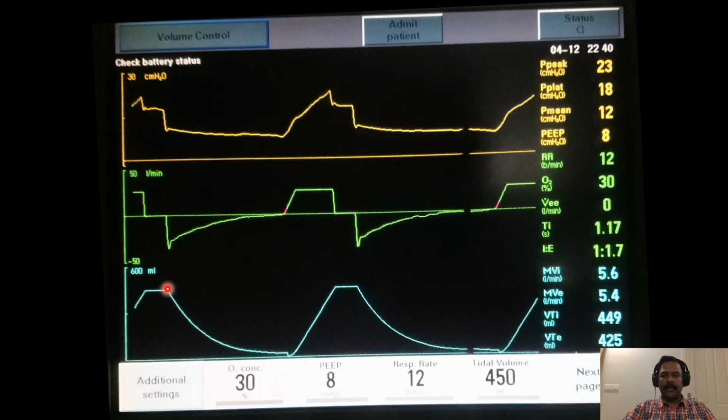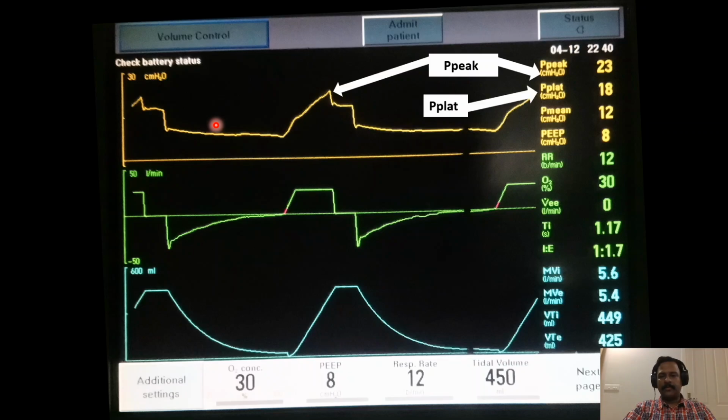So we have P peak and we have P plateau. How does it look on the ventilator? Here you can see the P peak is around 23. It is shown here, and this corresponds to this tip of the pressure time curve. And this is the P plateau which is around 18 here, and you can see this corresponds to the plateau here. So this is the peak pressure, and this is the P plateau pressure, mentioned here as 23 and 18.